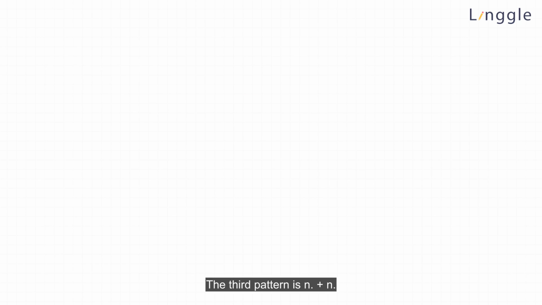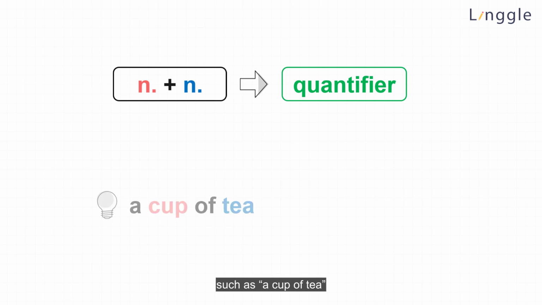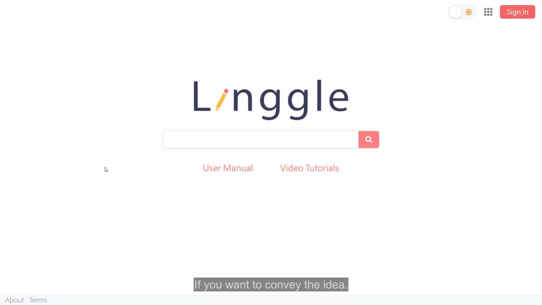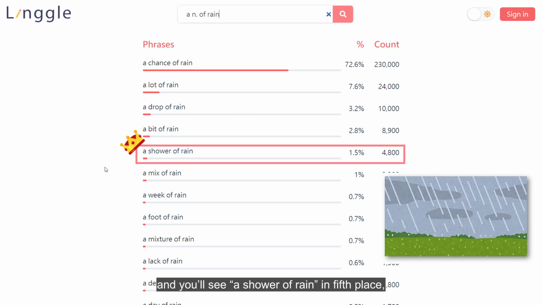Now, let's introduce one more pattern before we end this episode. The third pattern is noun plus noun. This pattern usually occurs in quantifier patterns, such as a cup of tea and a crowd of visitors. Some usages from this pattern do not sound intuitive. If you want to convey the idea of a little rain, just type "noun of rain", and you'll see a shower of rain in 5th place, as shown on the screen.